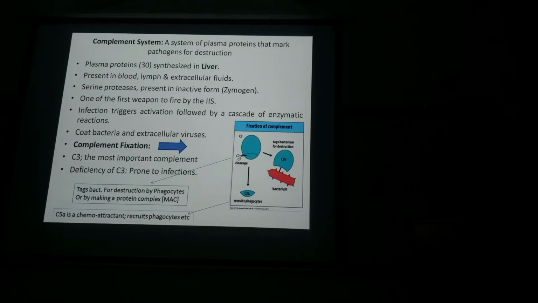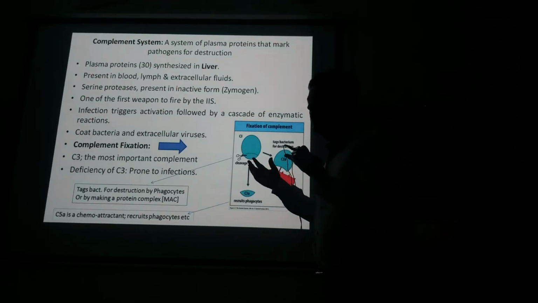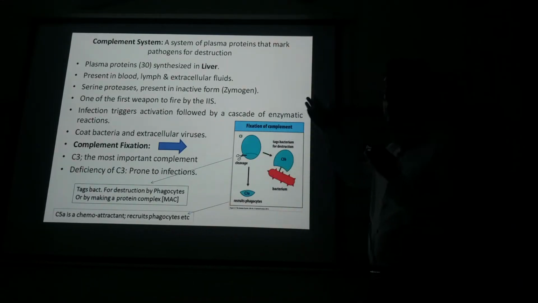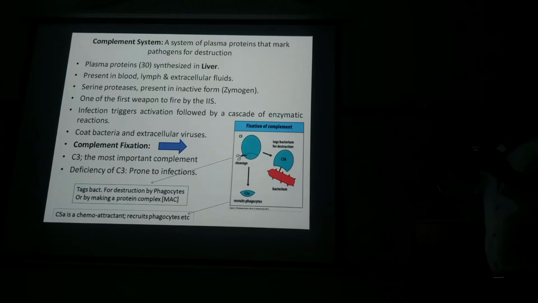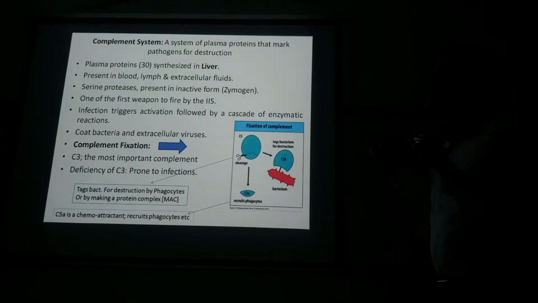So their distribution is very much in all the body fluids. In the lymph, in the blood, in all extracellular fluids, you can find these complement proteins. And these are actually serine proteases present in inactive form, and we call them zymogens.